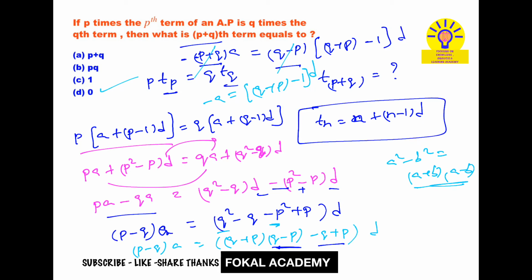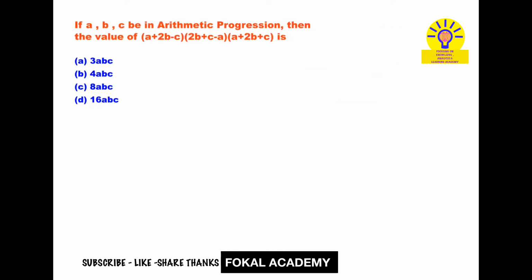Come to the next problem. See here in this problem, a, b, c are in arithmetic progression. Then what is the value of the given expression? This is the question. But we want one relation between a, b, c. We know that from arithmetic progressions, when three numbers are given, the arithmetic mean is the first term plus last term by 2 is equal to the middle term. So the relation between three terms is a plus c is equal to 2b.